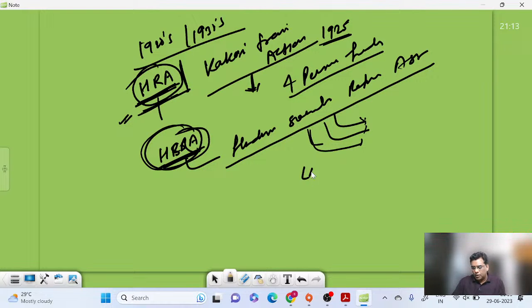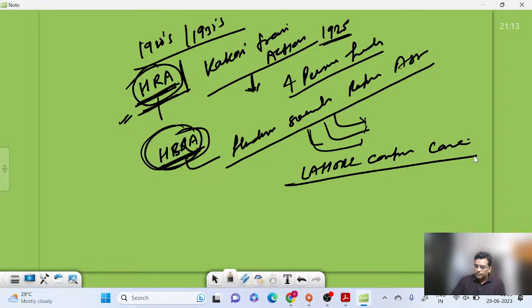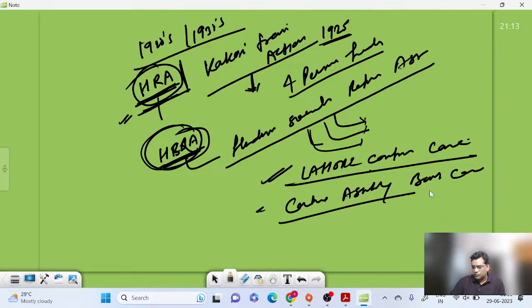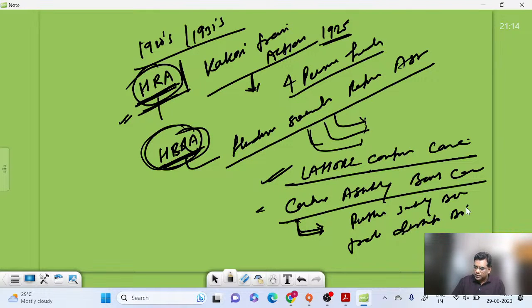Then we'll talk about the Lahore conspiracy case, and then you will talk about the Central Assembly bomb case. You will definitely discuss the Public Safety Bill and Trade Dispute Bill. This is the main reason why Bhagat Singh threw a bomb in the assembly.